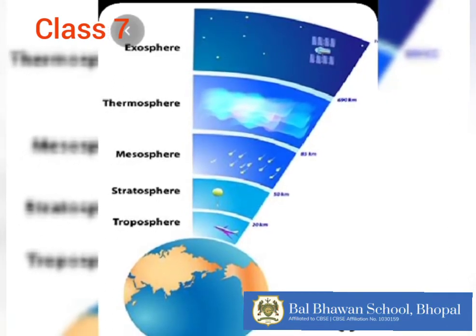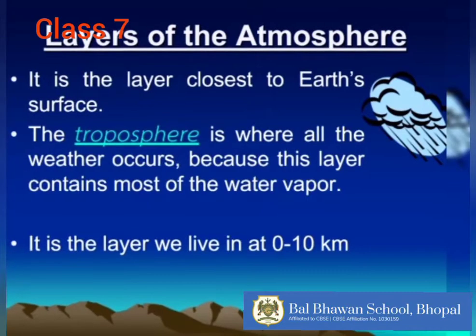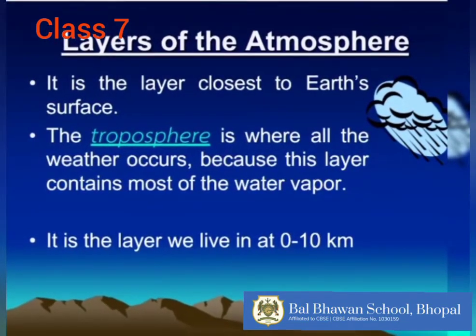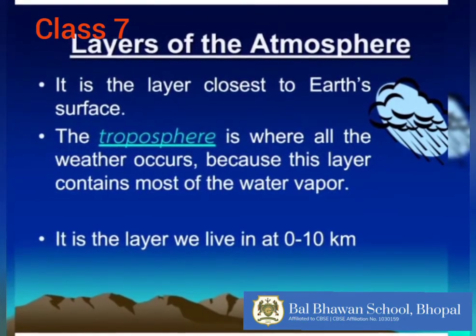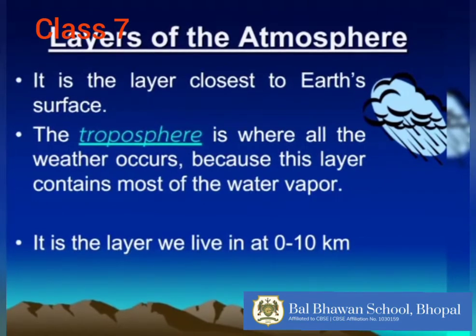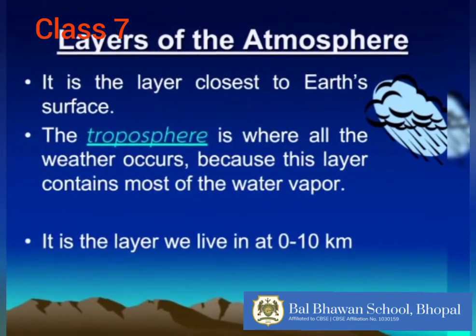This layer protects us from the excessive heat of the sun during the day and keeps the Earth's surface warm at night. Water vapor and dust particles are also found only in this layer.